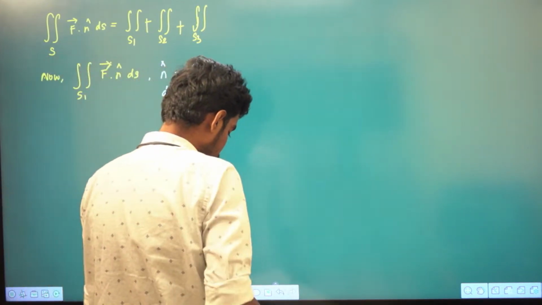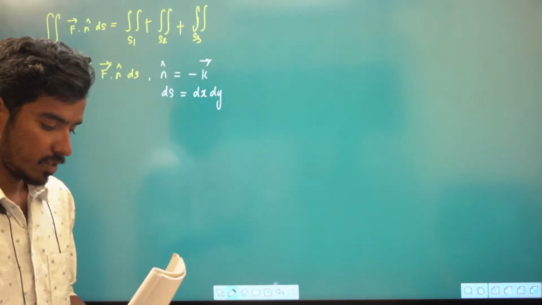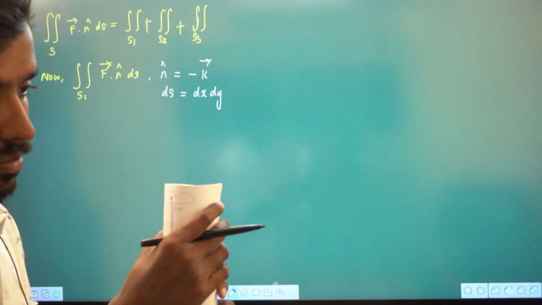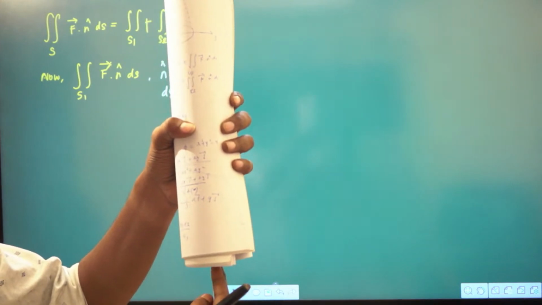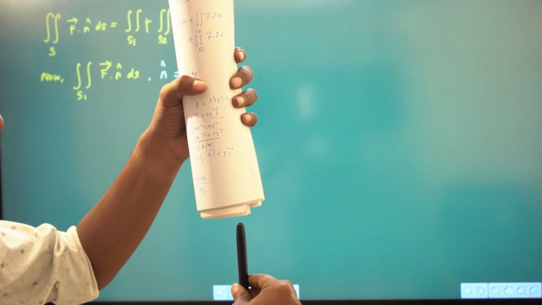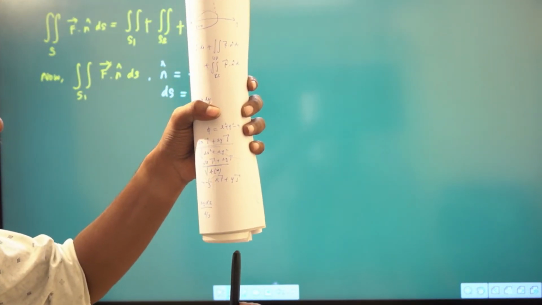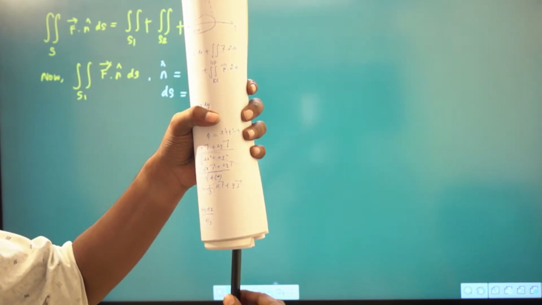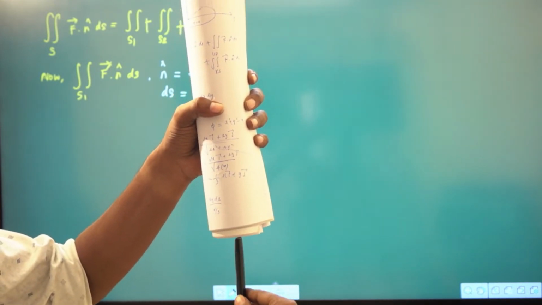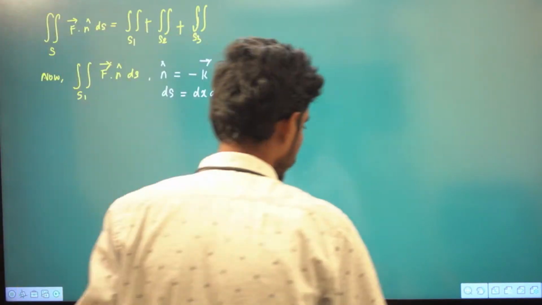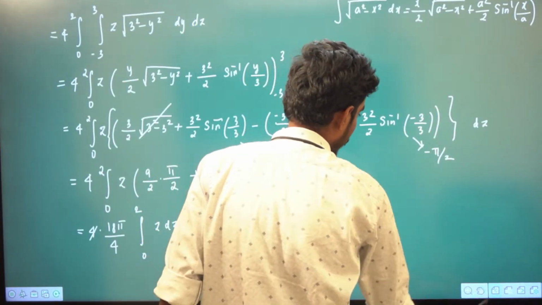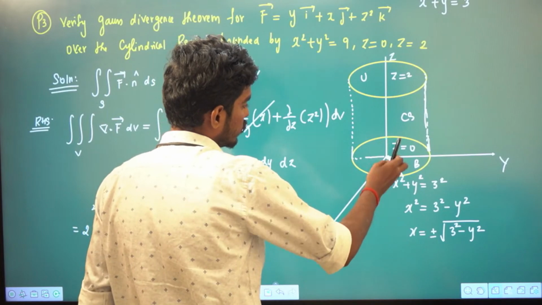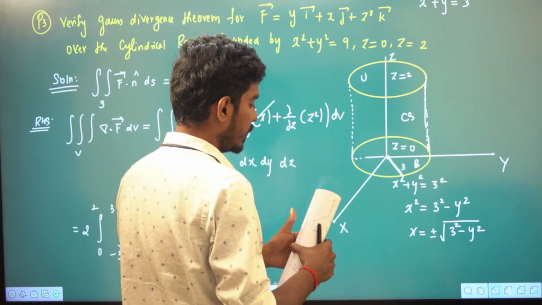I'll repeat. See, you have a cylinder like this, right? This is your bottom surface. So this is your perpendicular. This perpendicular is nothing but your z axis, opposite of z in this direction. So n cap is minus k vector. You just visualize from this diagram. So visualize this as a tube cylinder, right?